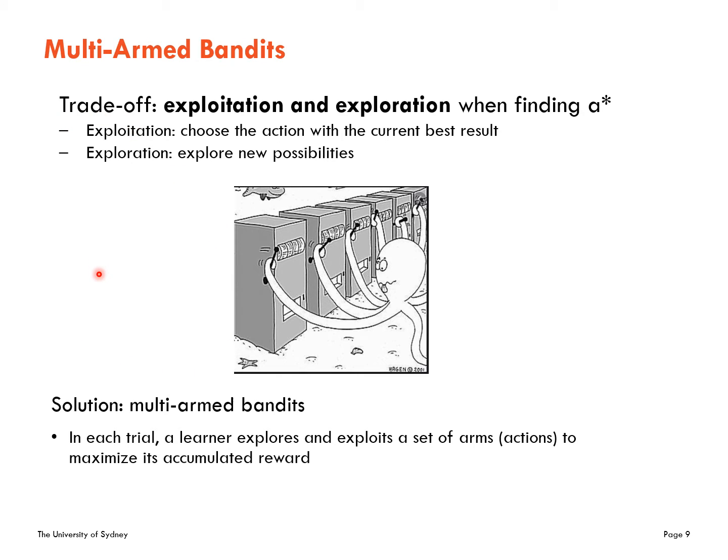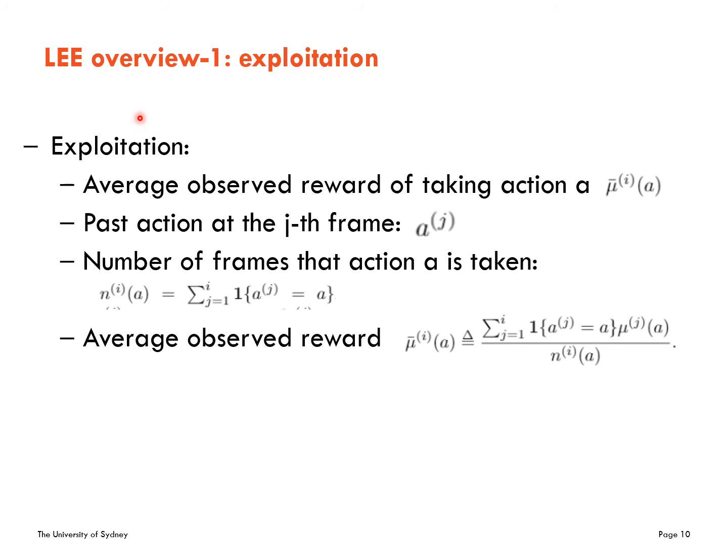One of the solutions is to use multi-armed bandits, where in each trial a learner can explore and exploit a set of arms, aka actions, to maximize its accumulated reward. So here comes the overview of our approach. First, let me explain the exploitation. The exploitation means the average observed reward of taking action A, which is defined as the function below.